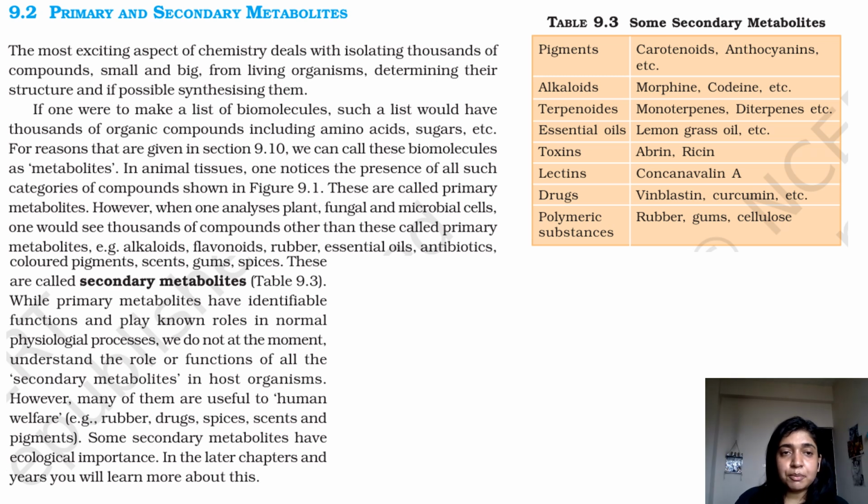Okay, now we will be talking about primary and secondary metabolites. A lot of questions have come, literally a lot of questions have come from this chart. All right, so let's just first read.